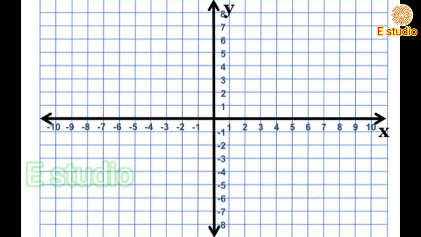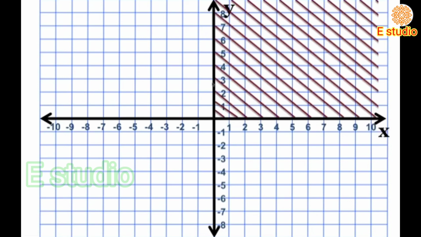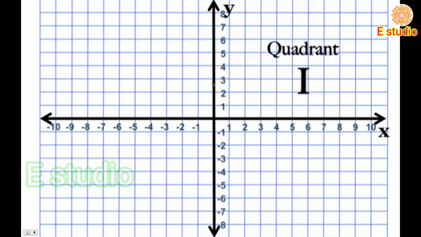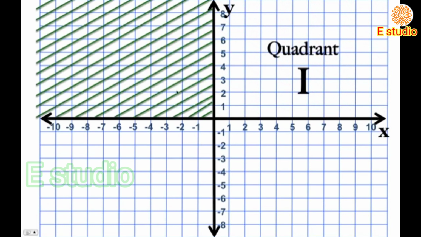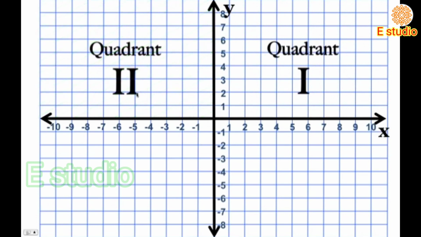And it's important to know that the xy coordinate plane is broken up into 4 parts. These parts are called quadrants, and they help us locate different points on the entire xy plane. This part over here, where x is positive and y is positive, is quadrant 1. This part over here, where x is negative and y is positive, is quadrant 2. So any points in this section are said to be in quadrant 2.